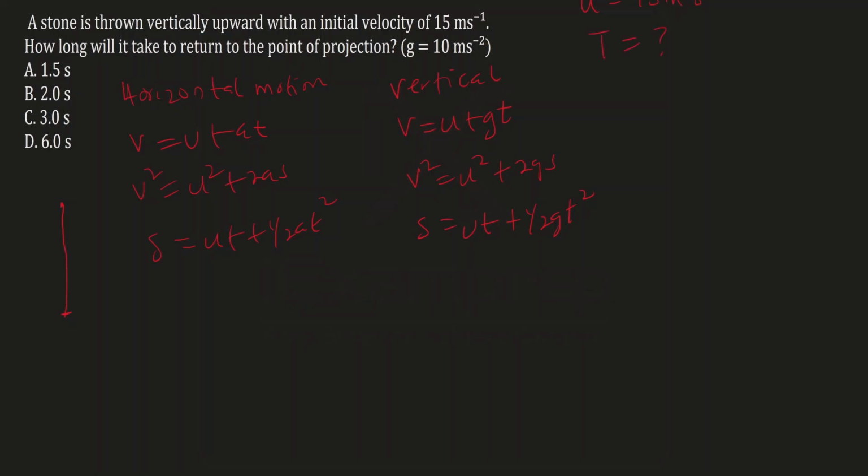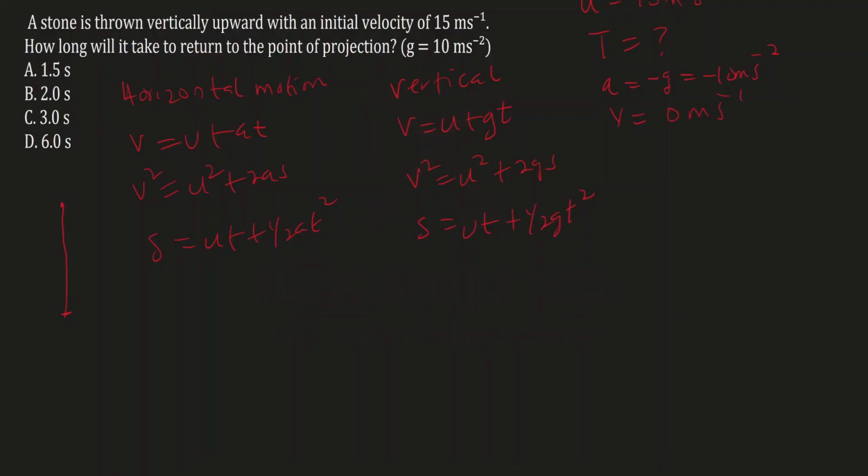Note that when an object is thrown upward, its acceleration is going to be equal to negative g, which will be negative 10 meters per second squared. If you take downward as positive, that is, we take the direction of gravity, which is always acting downward, as positive, then if the object is going upward, it's going in the opposite direction to gravity. So the acceleration is going to be negative g. Also note that when an object is thrown upward, when it gets to maximum height, the value of its final velocity at maximum height will be 0 meters per second.